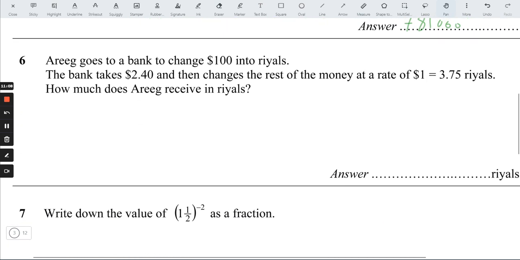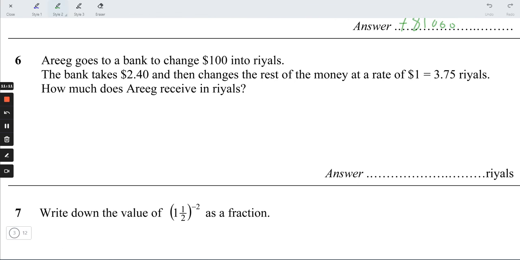Next question here. So a rich goes to a bank to change $100 into reals. The bank takes $2.40 and then changes the rest of the money at a rate, where each $1 equals 3.75 reals. How much does a rich receive in reals? So first of all, you have to subtract 2.40 from 100. So 100 take out 2.40, we will get 97.6. You could use also your calculator. You will find it 97.6.